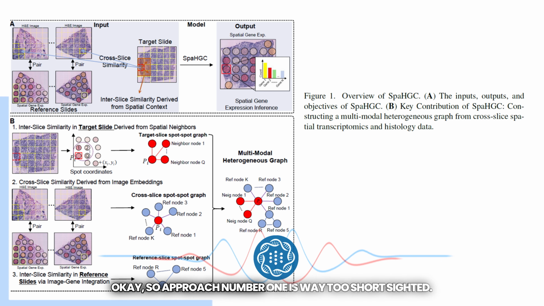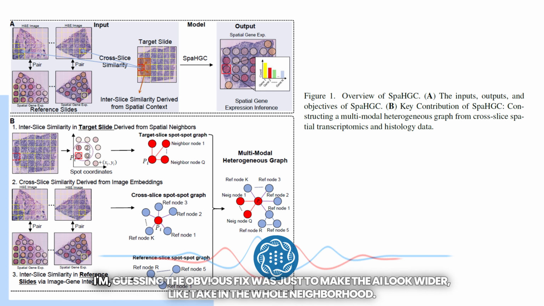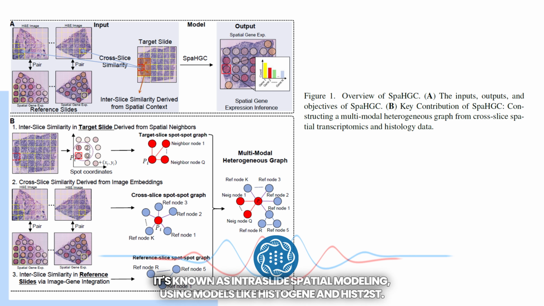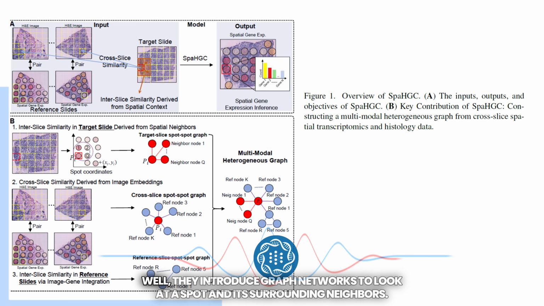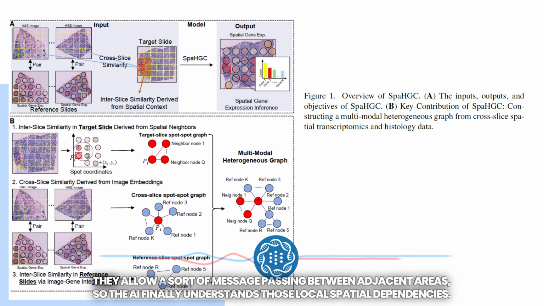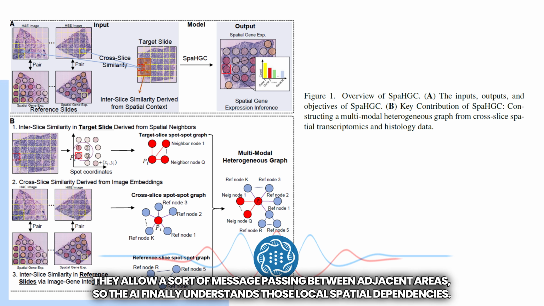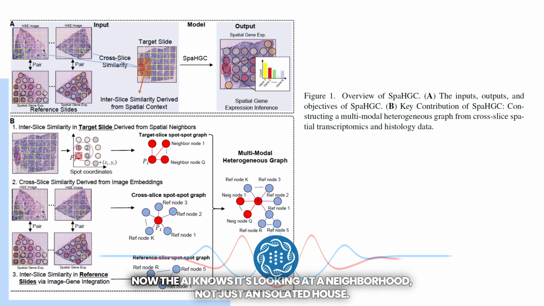Okay, so approach number one is way too short-sighted. I'm guessing the obvious fix was just to make the AI look wider, like take in the whole neighborhood? That was the second attempt. It's known as intra-slide spatial modeling, using models like HisToGene and His2ST. And how did they work? Well, they introduce graph networks to look at a spot and its surrounding neighbors. They allow a sort of message passing between adjacent areas, so the AI finally understands those local spatial dependencies. Okay, that sounds like a massive improvement. Now the AI knows it's looking at a neighborhood, not just an isolated house.